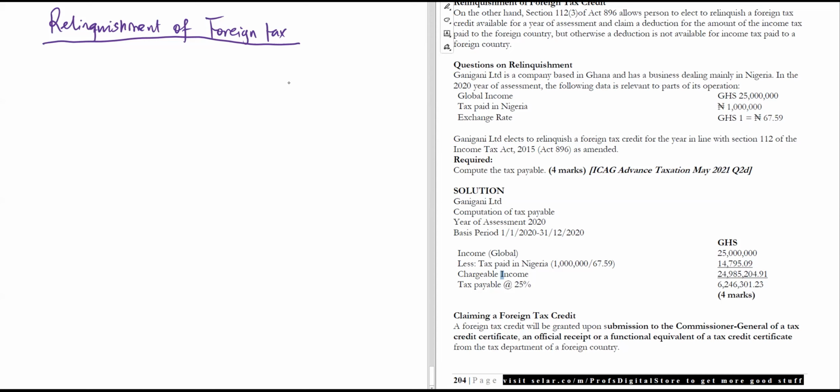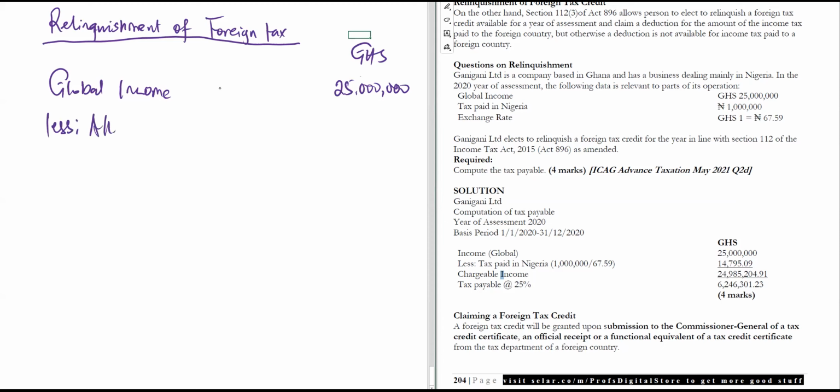So in that case, if we want to relinquish, what do we need to do? You have to take his global income, right? The global income this guy had, which is how much? The 25 million also. And then we'll less allowable deductions from it, right?